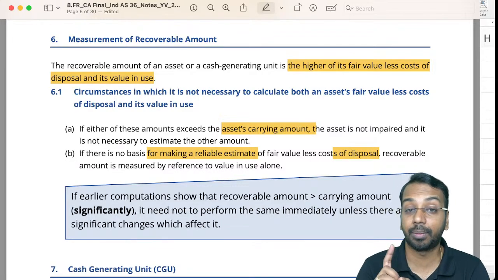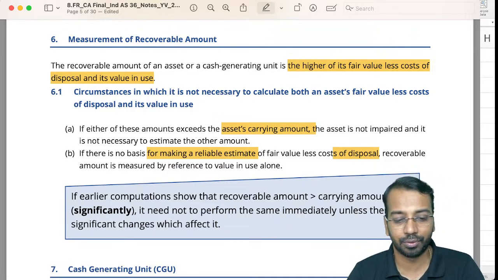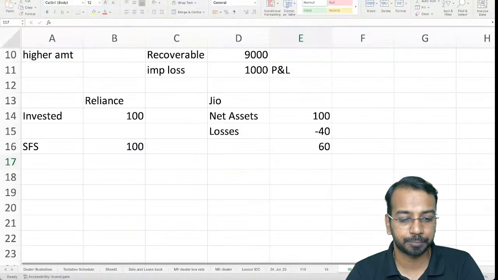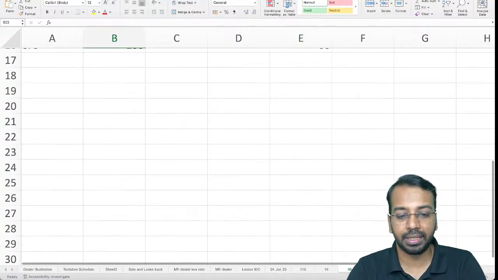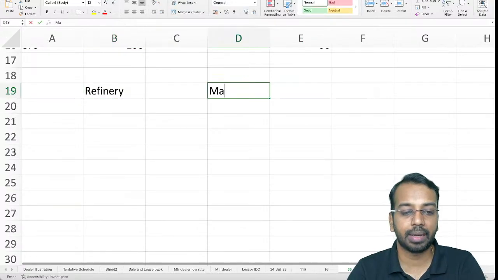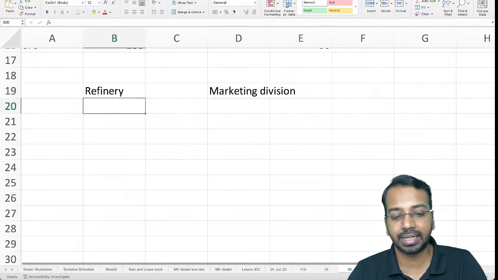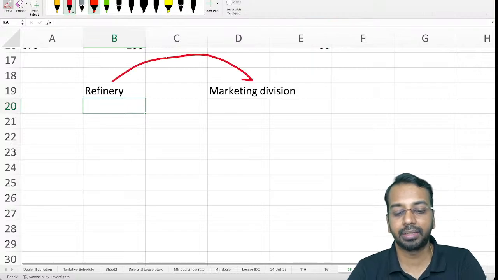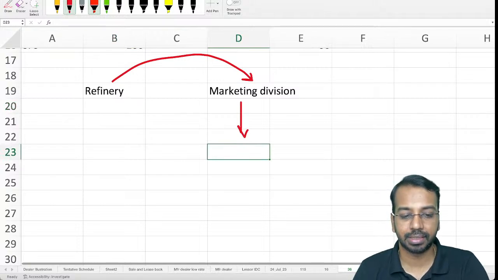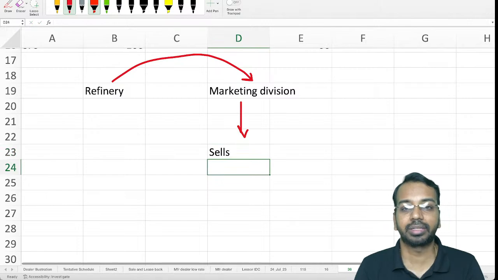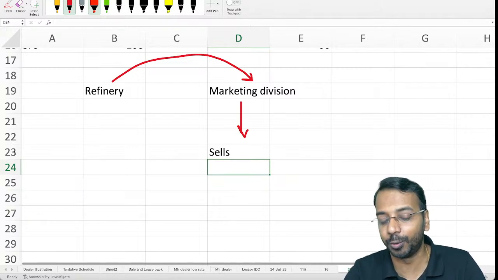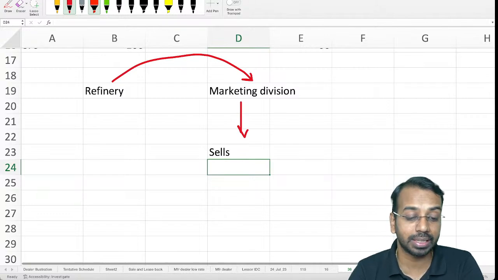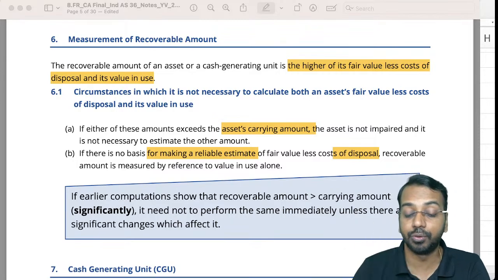Now, two or three things you have to keep in mind here. I'll give you a very classic example to understand this one. There is a refinery and there is a marketing division. This refinery doesn't sell products in the market. The refinery transfers the product to the marketing division, and the marketing division goes to the market and sells. Now, just because there is an internal transfer does not mean that the cash flow of the refinery cannot be determined. You have to calculate something like a transfer price and see what is the cash flow attributable to the refinery, or what is the value that the refinery would be generating. So it is not that just because we are not selling the product outside, we say that value in use cannot be determined.